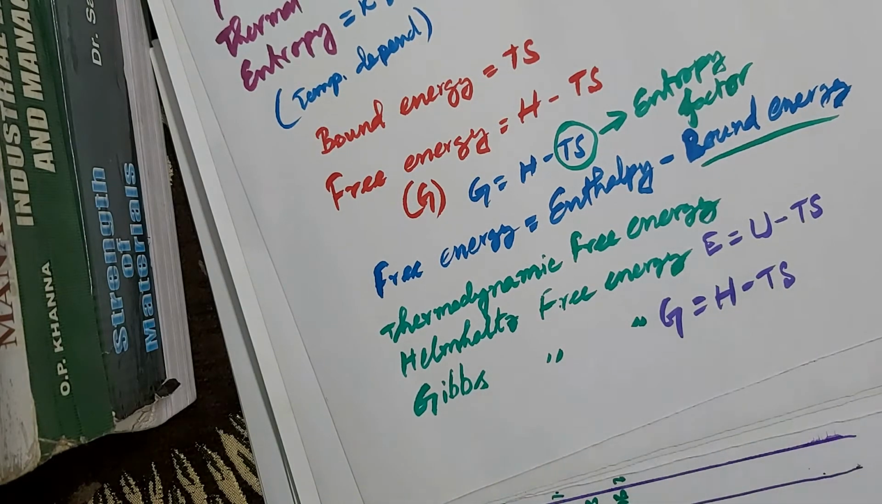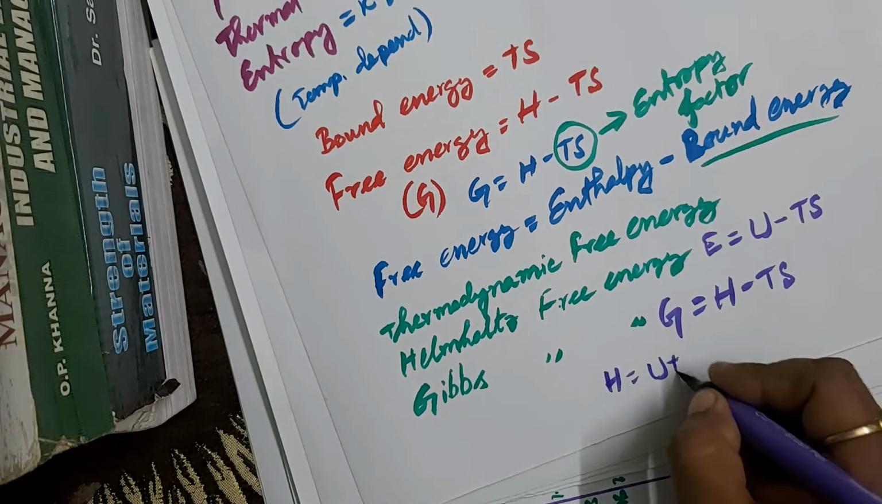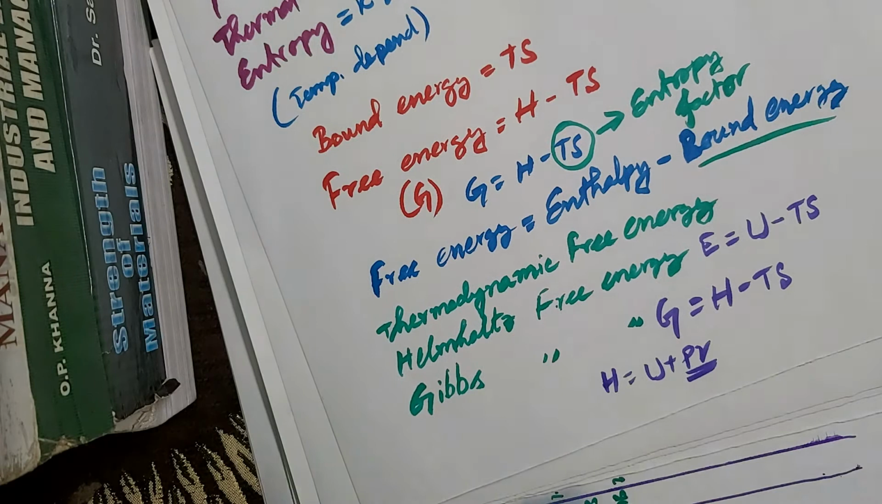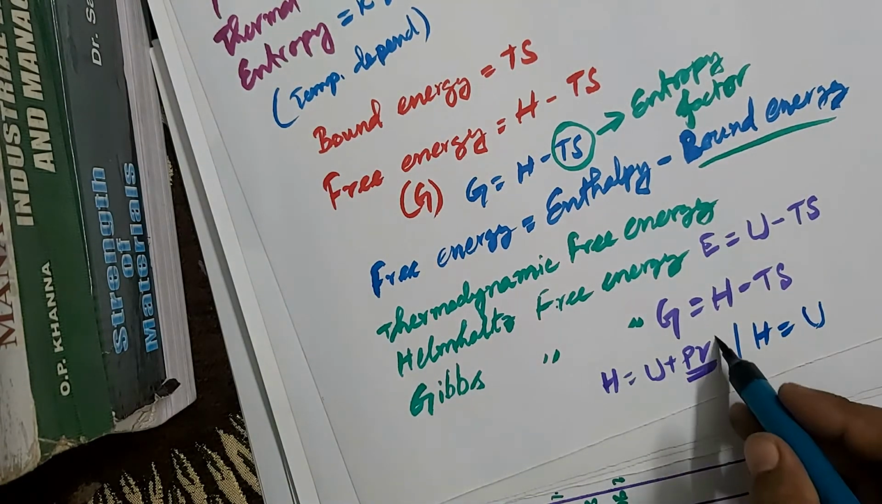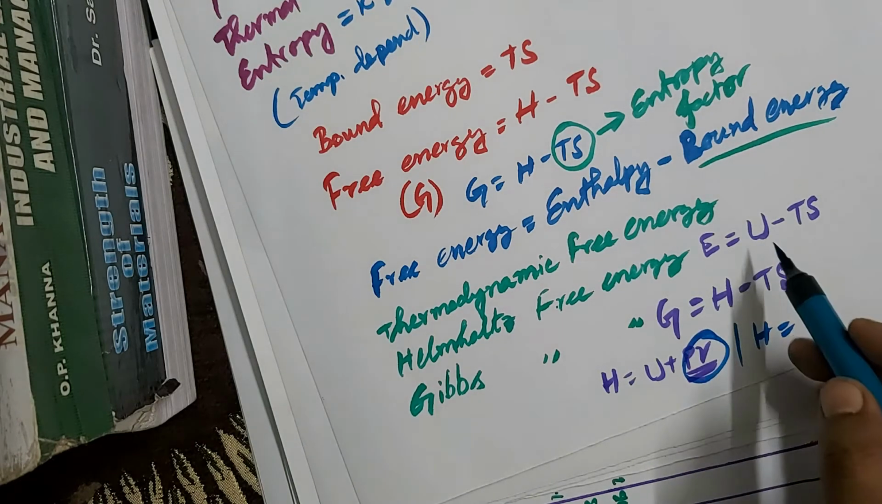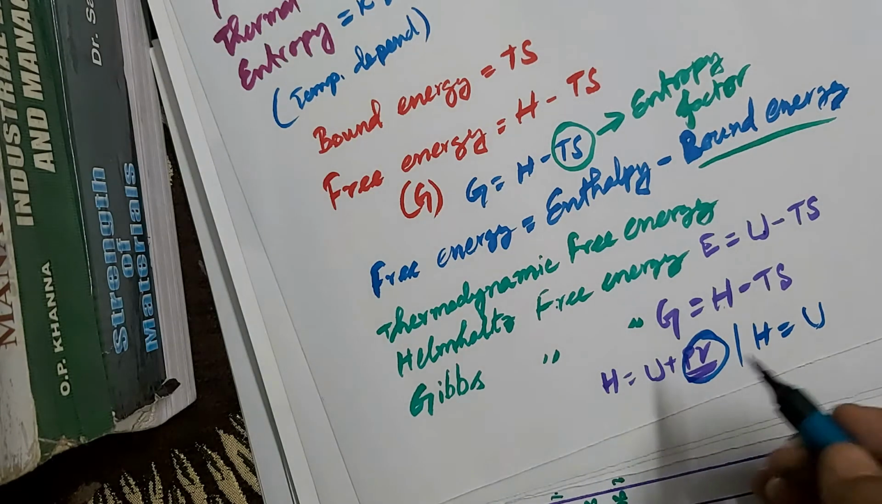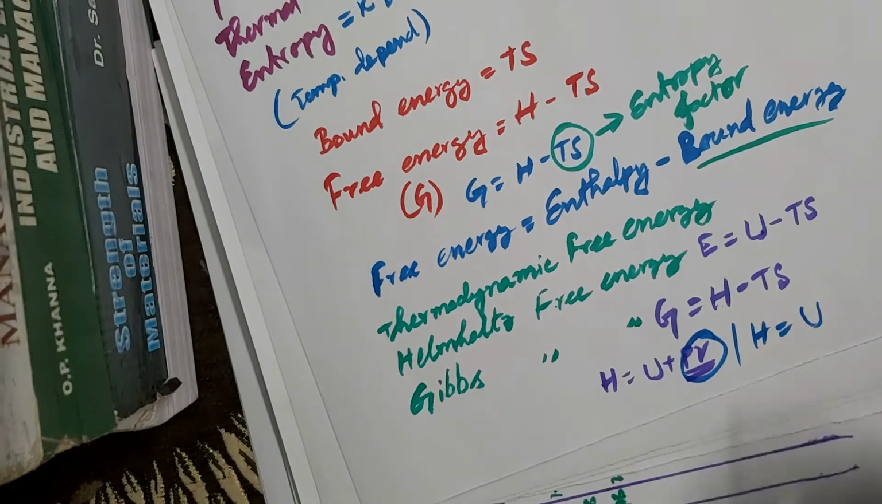Now for solids, we know that H is equal to U plus PV, and PV is negligible for solids, so we can say that H is equal to U. So H and U are equal for solids. So we can say for solids, Helmholtz free energy is equal to Gibbs free energy.